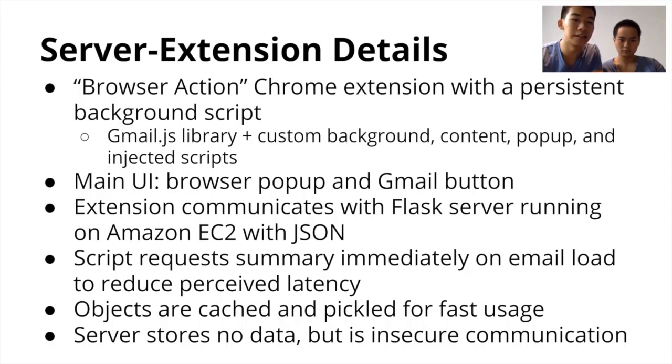Our extension communicates with our server, which is running on Flask with Python on Amazon's EC2 servers, and basically just transports data back and forth with JSON. We also have the script request the summary immediately after the user opens the email rather than right after they click the summarize button. This helps reduce perceived latency because our classifier takes 1 to 2 seconds to find the summary and return it to the client.